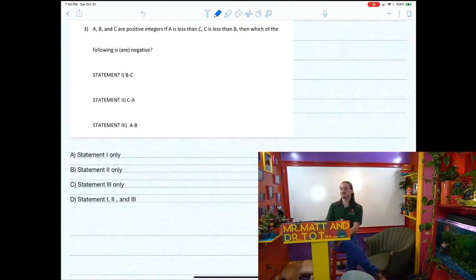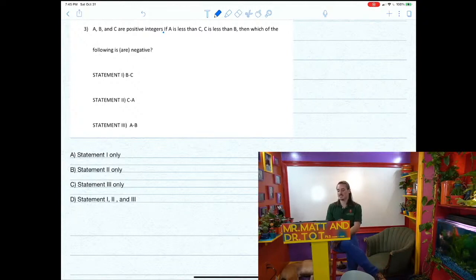Question 3 says A, B, and C are positive integers. If A is less than C and C is less than B, then which of the following is or are negative? Statement 1 says B minus C. Statement 2 says C minus A. Statement 3 says A minus B.